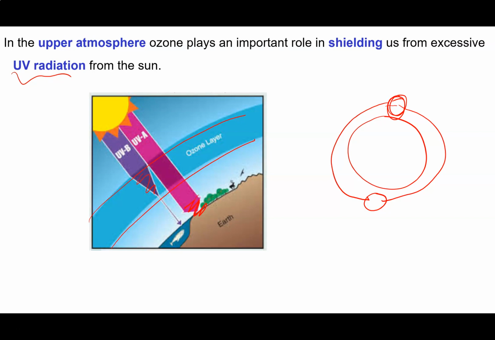Chemists realized what was going on, and they banned the chemicals that were responsible for burning this hole. As a result, the ozone hole is getting better.